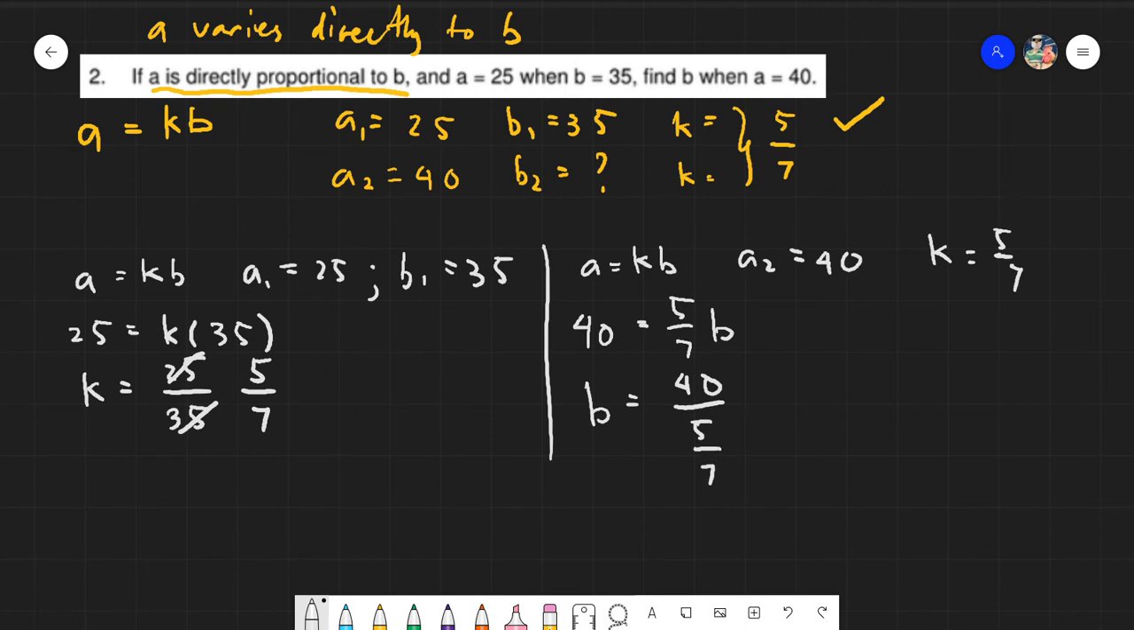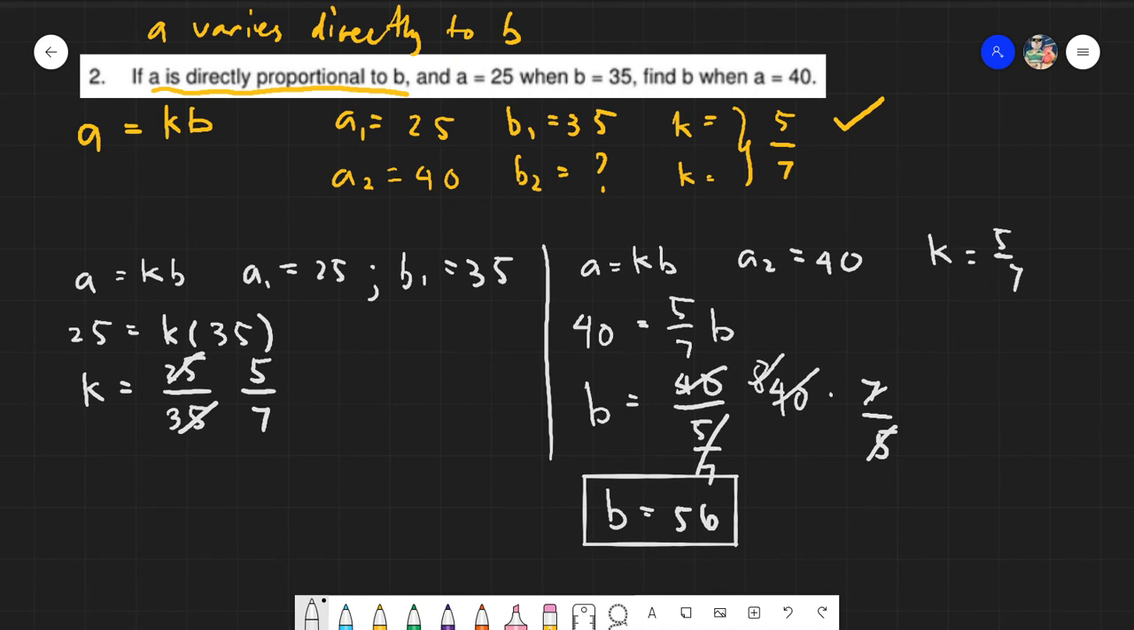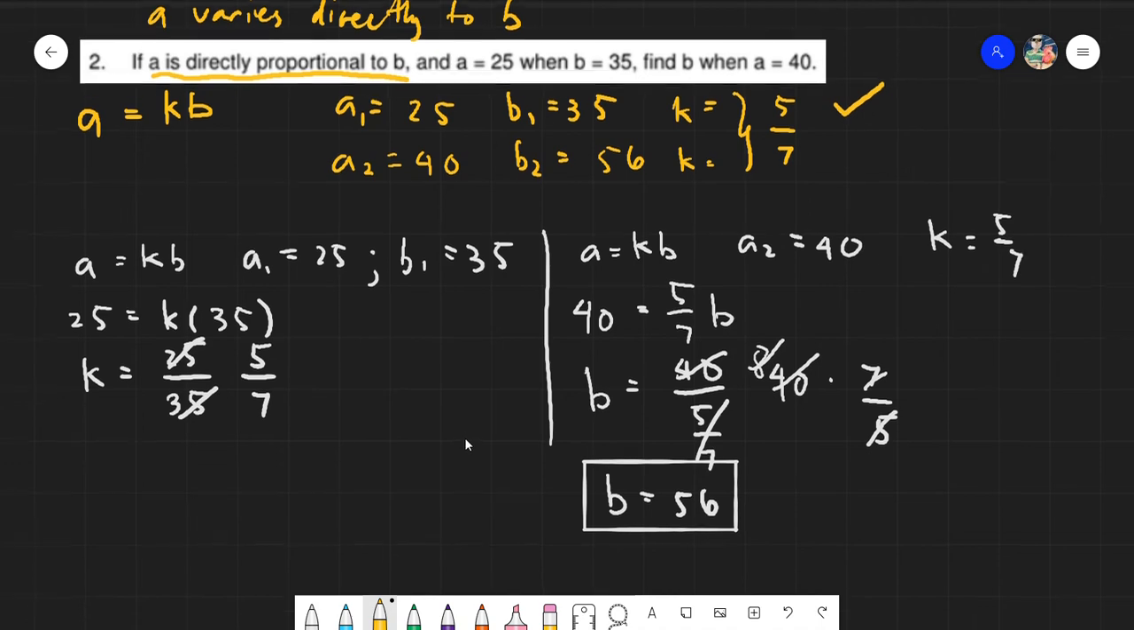Remember, when you are dividing, you are actually multiplying. So we need to reciprocate our denominator: 40 times 7 over 5. After you reciprocate, you will multiply, giving us 40 divided by 5, the answer is 8. And 8 times 7, let me get my calculator. 8 times 7, the answer is 56. B is equal to 56, and this would be your final answer. So again, if you check your given, you have no more missing. This is 56. Therefore, you're already done with your variation problem.